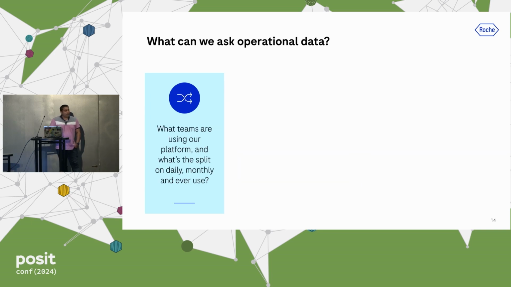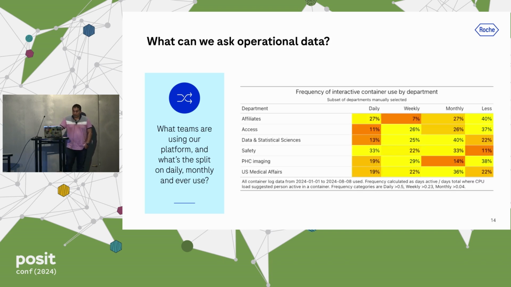So the last example I had was understanding what teams are actually using our platform. Our platform was built for specific departments, but we have a whole bunch of people that have come in from other departments to use it as well. And we could really get into the details on how people are using the platform and which parts of the platform as well. So I mentioned there's a lot you could do with that information, but this is just looking at one component.